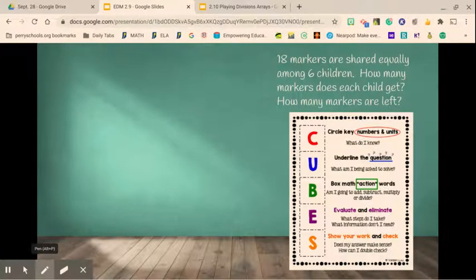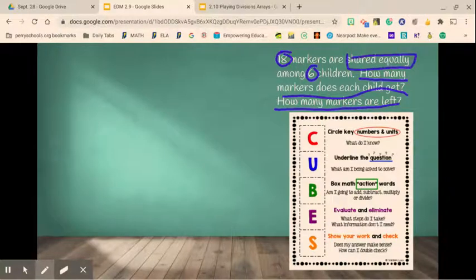Okay, thinking about markers this time. 18 markers shared equally among 6 children. How many markers does each child get? That's one question. How many markers are left over? That's my second question. This one has that really important keyword, shared equally, and then the word each. It tells me I'm going to divide.